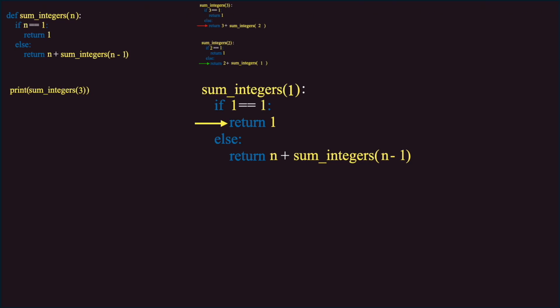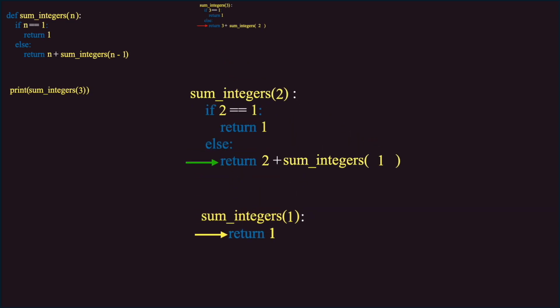If it were not for this if statement, then we would again pass 1 to n, and we'd have 1 plus sum integers 1 minus 1. And this would just keep going on infinitely. We would keep going further and further into this infinite inception thing. But we have our base case, so we return 1. Let's start backing out, and we have sum integers 1 boils down to return 1.